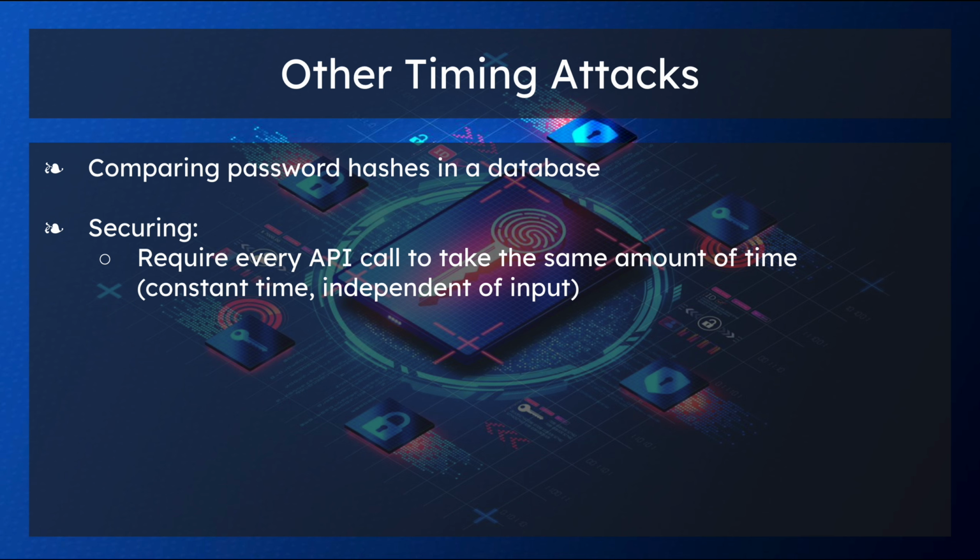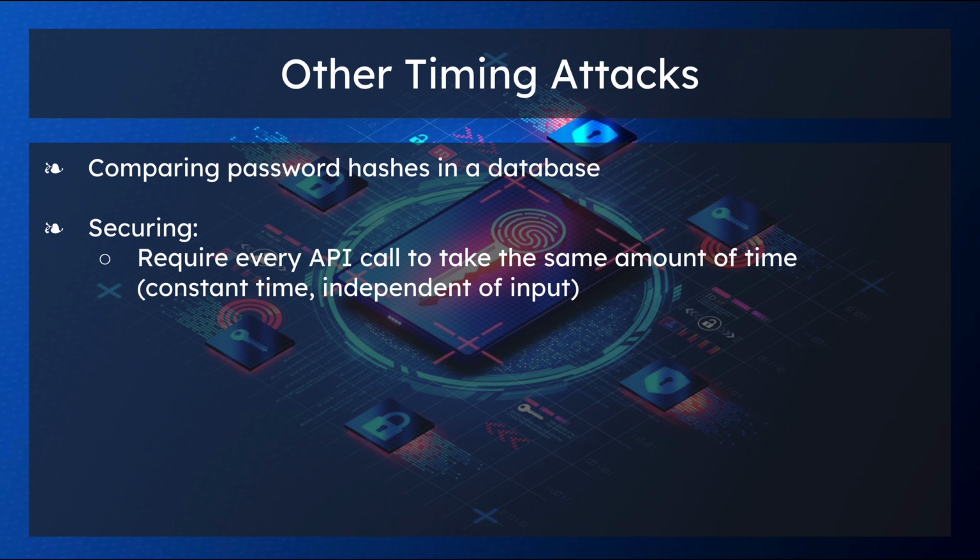So to secure against this, you could require, for example, every API call or every comparison in the database to take the same amount of time. That is, it's constant time independent of the input. For example, if we have a base time of 0.005 seconds, and we do this computation and it hasn't been 0.005 seconds yet, we wait until it has reached that amount of time, and then we return, so that every computation takes roughly the same amount of time, and you can't get any information given just how much time these take.